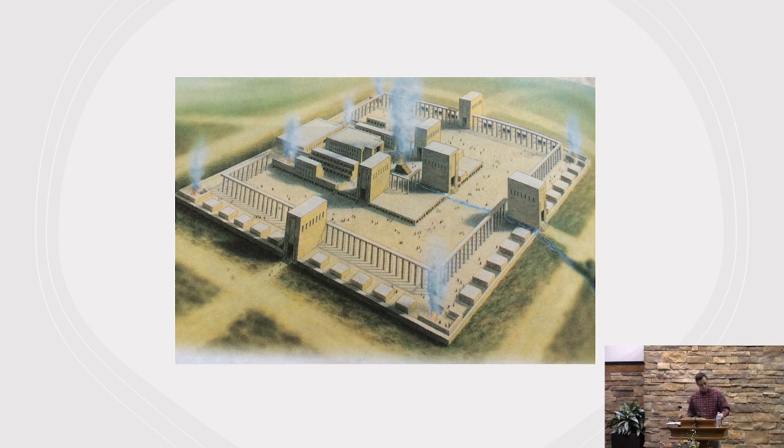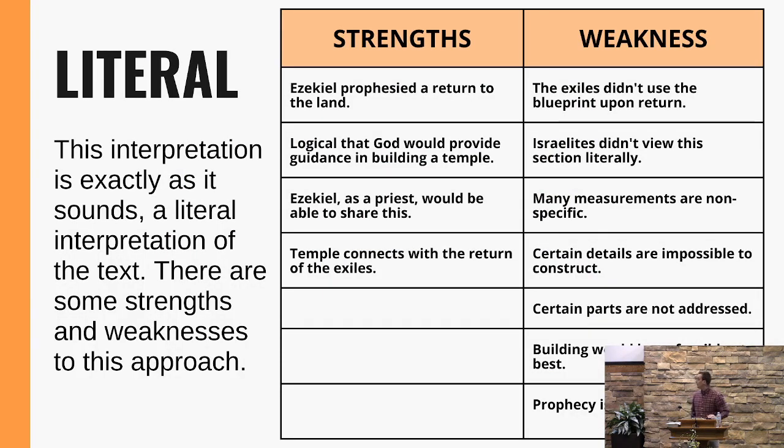Some of the strengths for the literal interpretation. Oh man, that one was in my notes and I just went a page too late. The strengths of it. Ezekiel prophesied a return to the land. So that has been prophesied throughout the book, and the fact that the Israelites would be returning would be a literal return to the land. It's logical that God would provide guidance in building a temple, and he certainly provided guidance in building the temple. And so it's a logical explanation that if God is going to dwell again with the people, he's going to provide some sort of guidance, some sort of understanding.